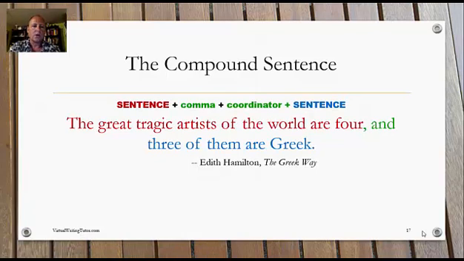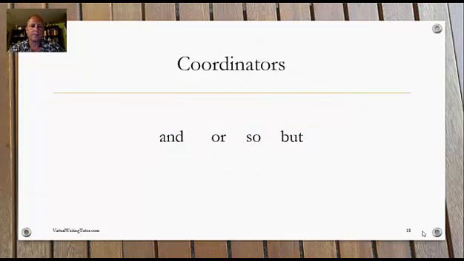Let's do some analysis. We have a sentence in red and a sentence in blue, and they're joined with a comma and a coordinator. The great tragic artists of the world are four, comma, and three of them are Greek. Here we have a compound sentence made up of two simple sentences joined with a comma and a coordinator, and the coordinator is and. Are there other coordinators that we could use? Let's have a look. Here are four: and, or, so, or but.